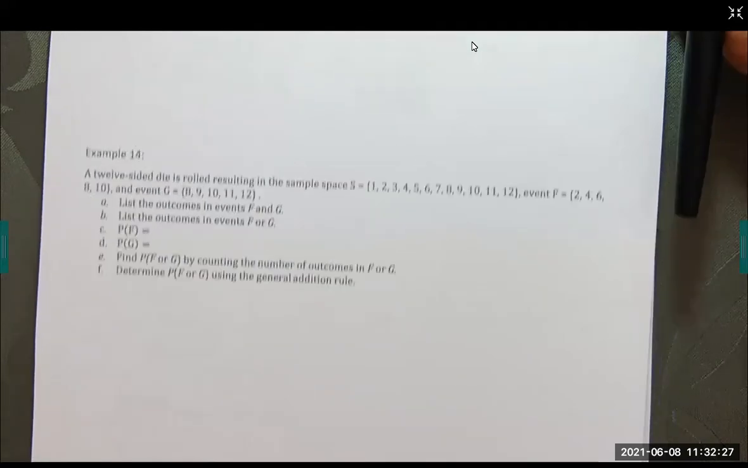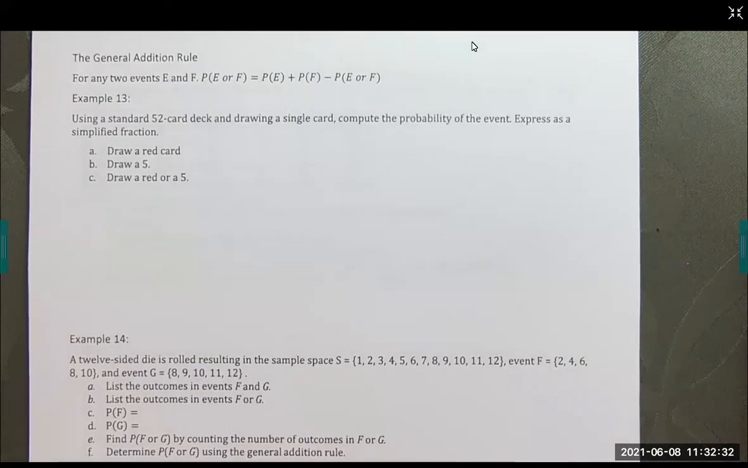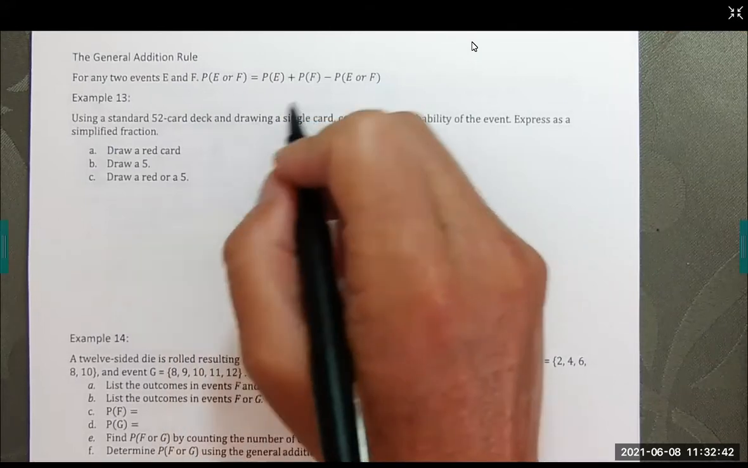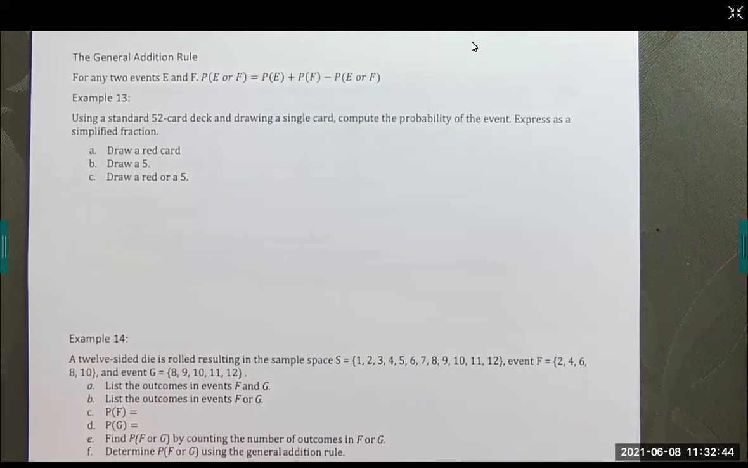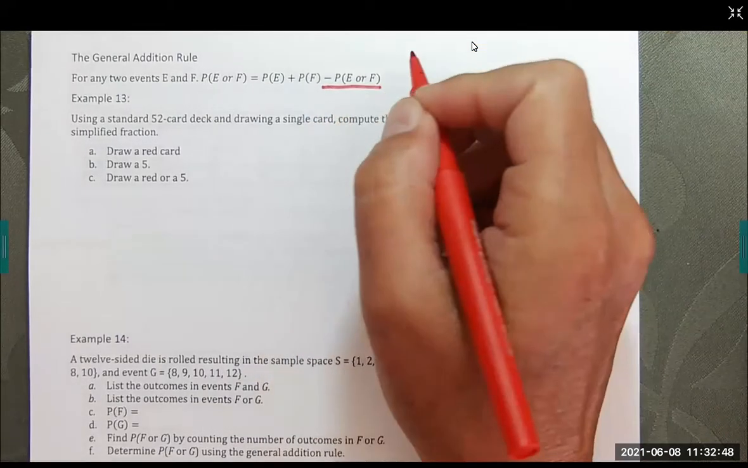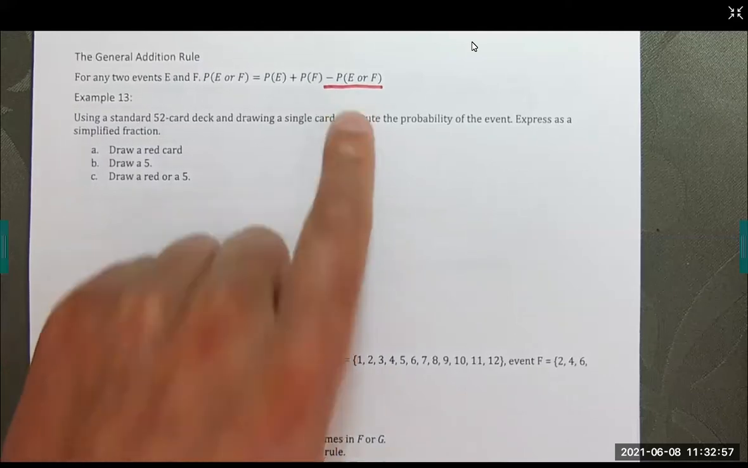Here we have the general rule. So now we're going to assume that we're not necessarily disjoint. And so now we're going to do the same idea, but notice here we're subtracting. This is the big deal here. Because if I count everything in E and F and they have overlap, that means I've counted the ones that are in both 2 times, which I need to eliminate. So I'm going to subtract one of those off.